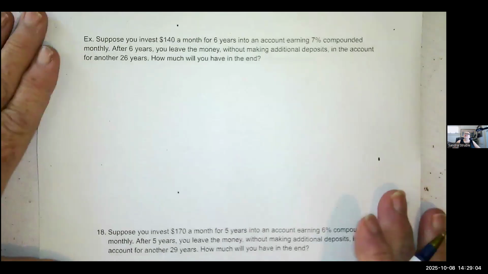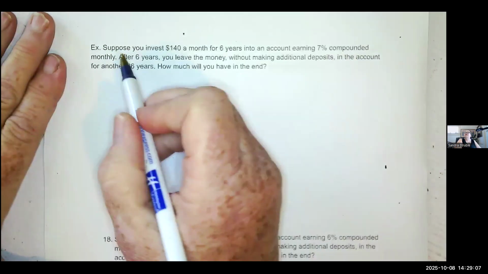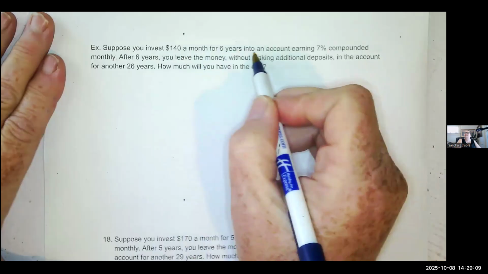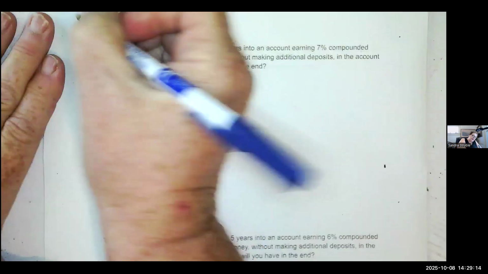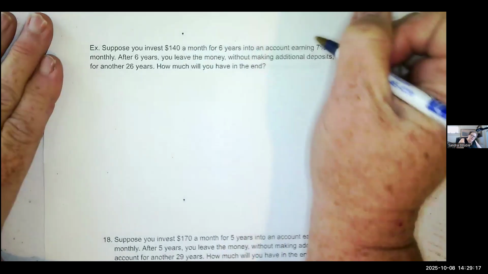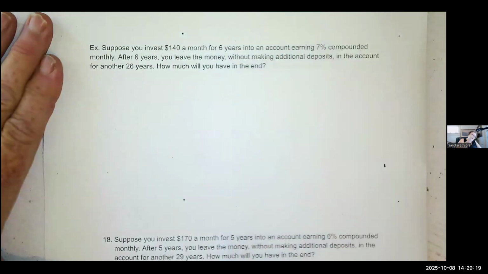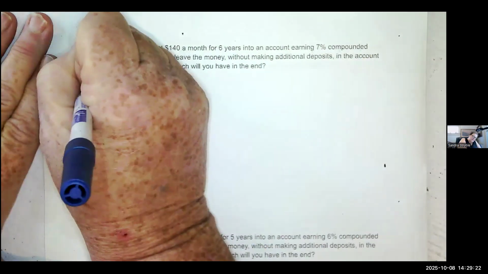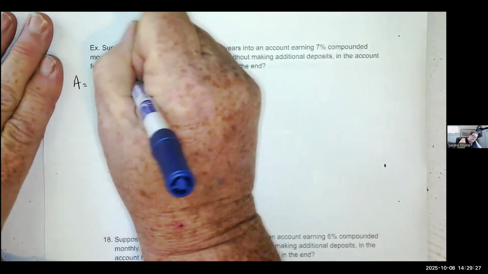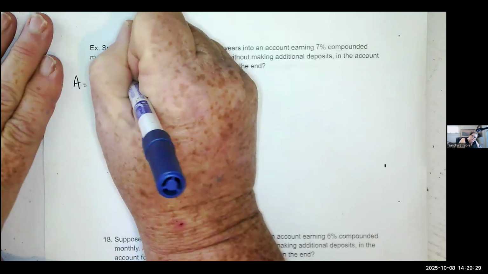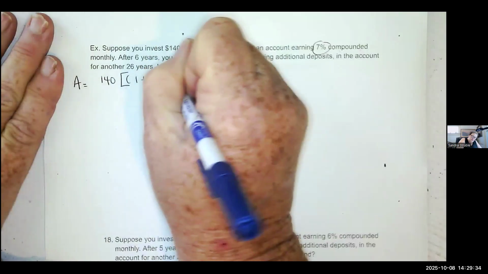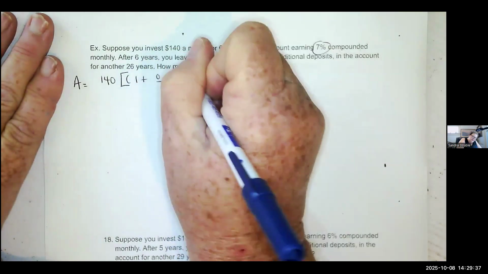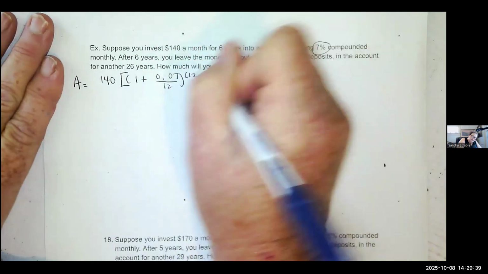I'm going to do this one and I'm going to give you a chance to do the second one and then we'll do it together. Suppose you invest $140 a month for 6 years into an account earning 7% compounded monthly. This is an annuity. So we're going to find out how much money we have at the end of the annuity portion of this, which is our A. Annuity is we're going to make $140 payments or deposits. And then it's going to be 1 plus 0.07. We're putting the money in every month. And we're going to do this for 6 years.